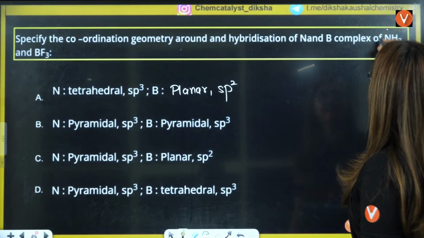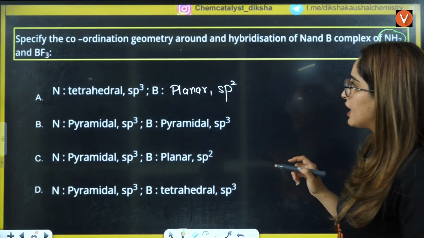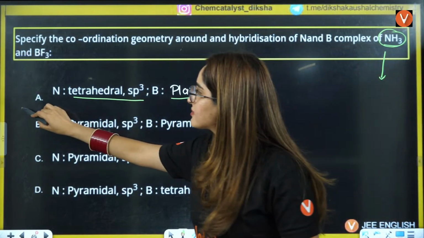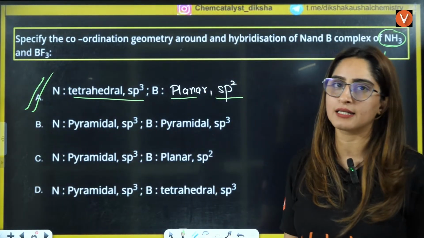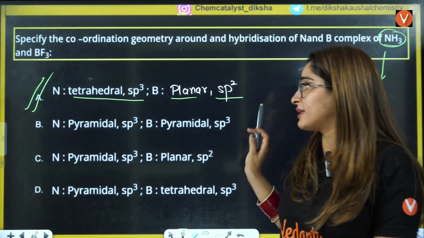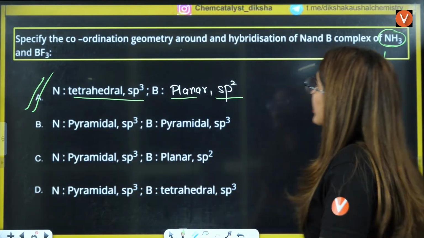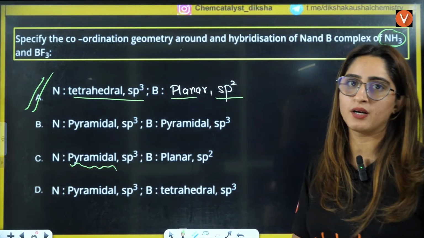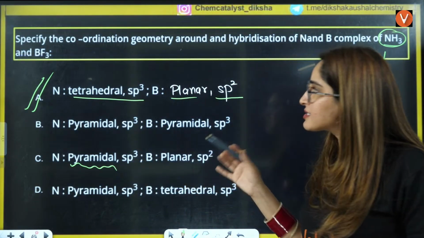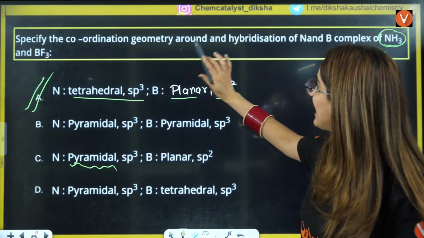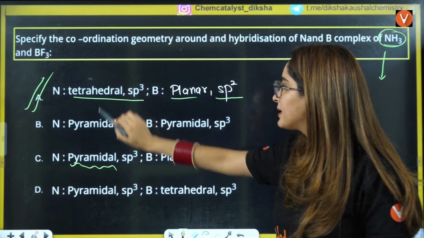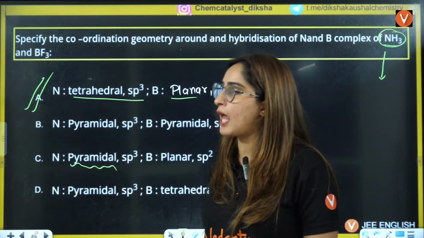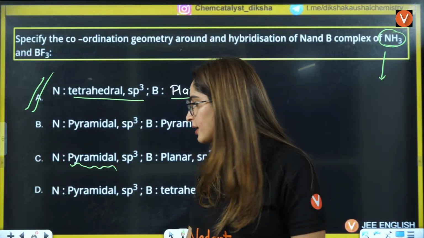If you talk about NH3, we know that it is tetrahedral with sp3 hybridization. With BF3, it is planar with sp2 hybridization. So answer will be A is the correct answer here. Otherwise, nothing is possible, right? They are talking about the geometry, right? Here they have given you the shape. Because they have specified geometry and hybridization, this will be the correct answer, not C. If they ask you the shape, then C would have been the correct answer. That depends upon what they're asking you.